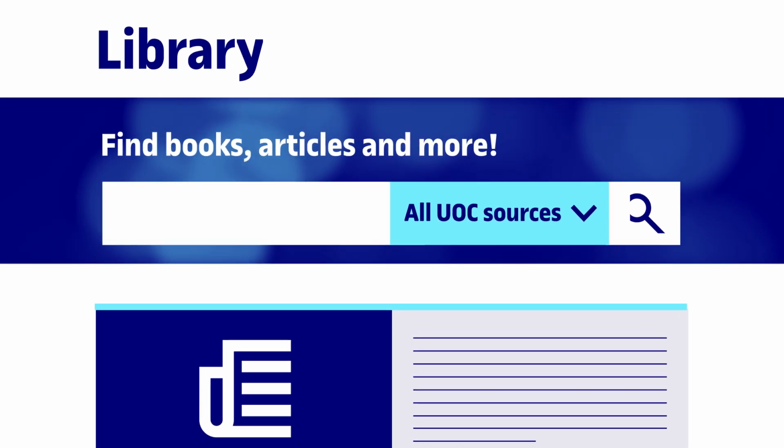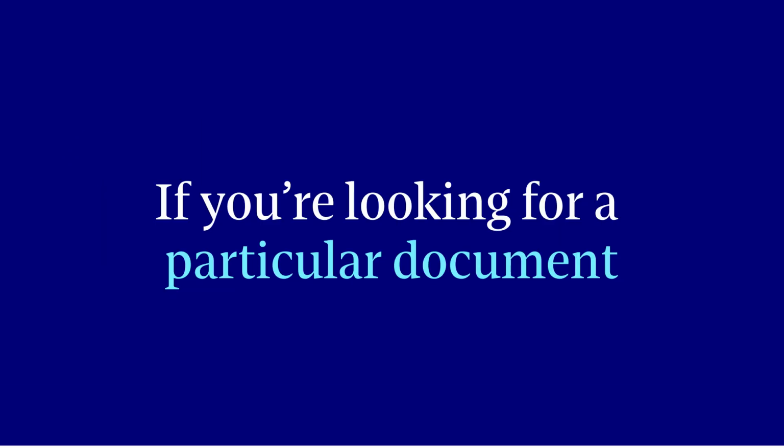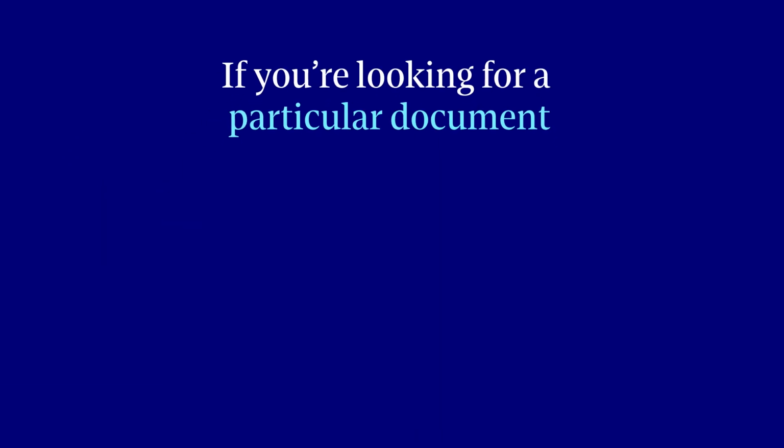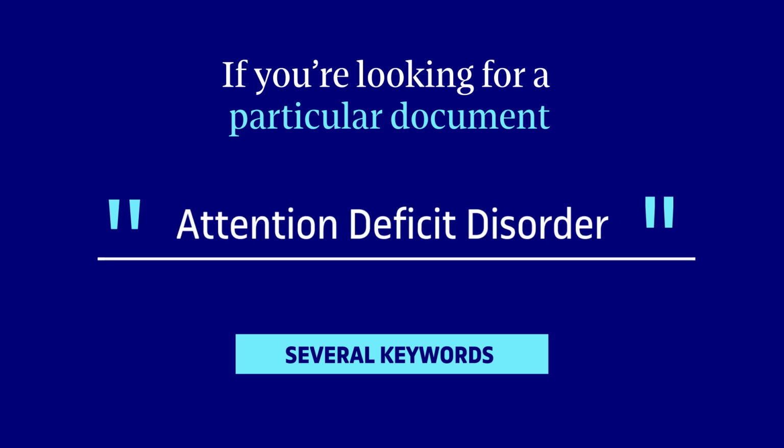If you're looking for a particular document, enter all the information you have about it, such as the author, title, keywords, etc. On the other hand, we recommend using several keywords if you're looking for information about a specific topic. Write quotation marks before and after terms that contain more than one word. For example, "attention deficit disorder".